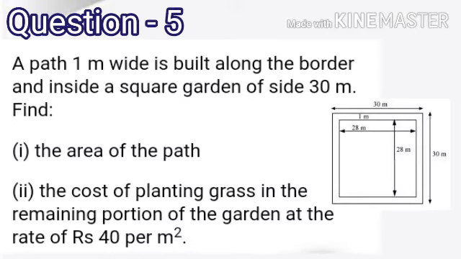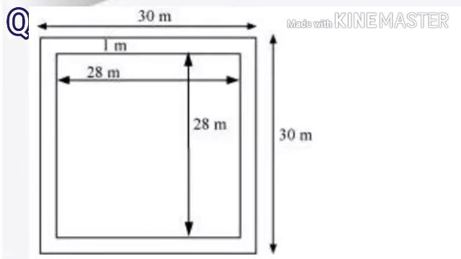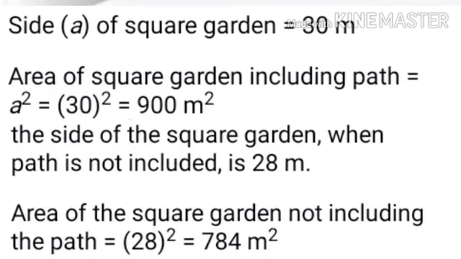Question number 5. A path 1 meter wide is built along the border and inside a square garden of side 30 meter. Find the area of path and second the cost of planting grass in the remaining portion of the garden at the rate of rupees 40 per meter square. First we have to make the diagram, then first find out the area of square. Side of square garden is equal to 30 meter.